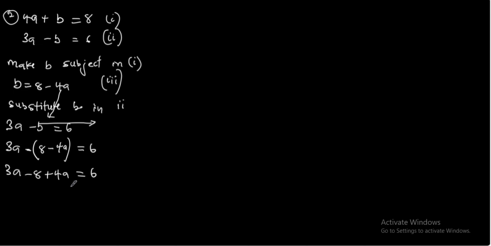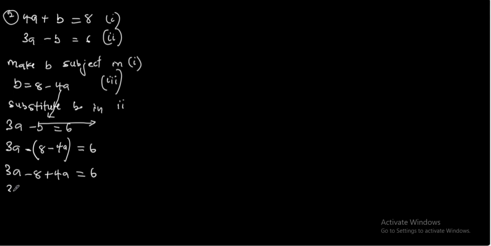Now, we now have an equation with just one single variable, a. We can add or subtract now. However, we can't find a yet because we have 3 terms on the left-hand side and 1 term on the right-hand side. For us to find a, we must have 1 term on the left-hand side and 1 term on the right-hand side. So we just collect like terms.